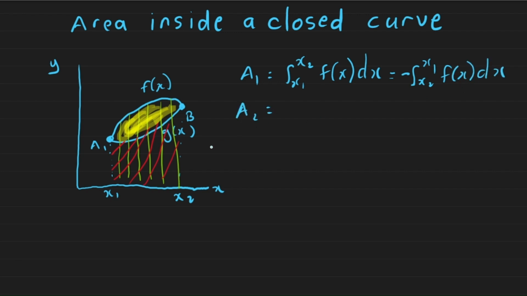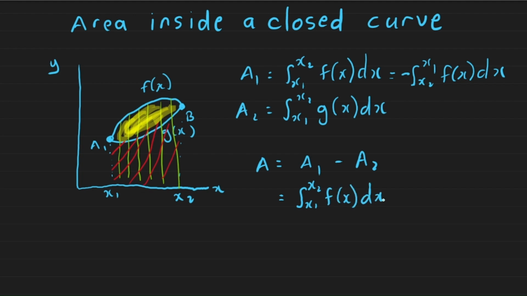Now A2 is the area underneath the bottom curve. So that is also from x1 to x2, and that's of g of x. So the area inside the closed curve is equal to A1 minus A2, as we have just seen. And if we write this in terms of integration, it would be the integral from x1 to x2 of f of x dx minus the integral from x1 to x2 of g of x dx.